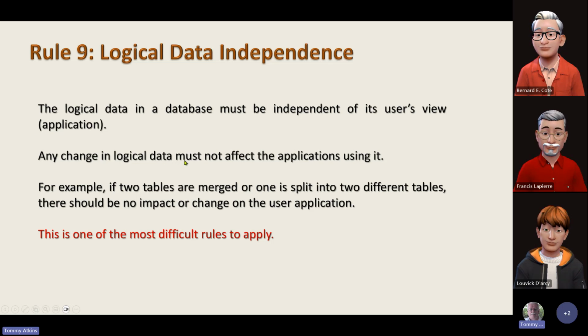Any change in logical data must not affect the applications using it. For example, if two tables are merged or one is split into two different tables, there should be no impact or change on the user application. And then the comment: this is one of the most difficult rules to apply. When you are normalizing data, you might merge or split tables. Let me tell you right now, you are going to really struggle to cause no impact or change to your user application. One of the most difficult rules to apply.